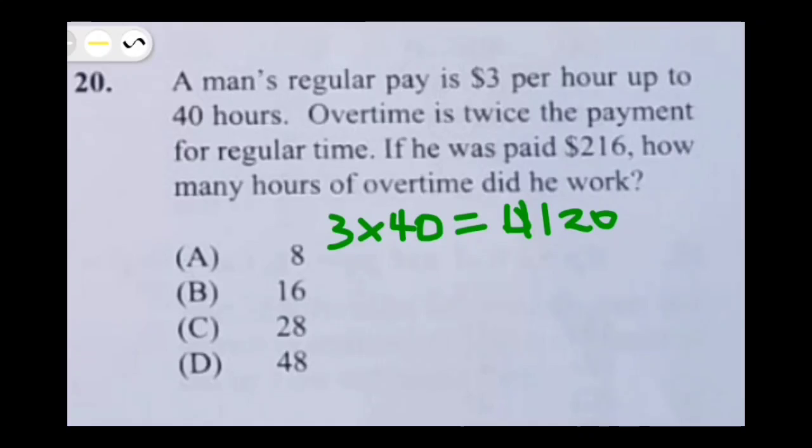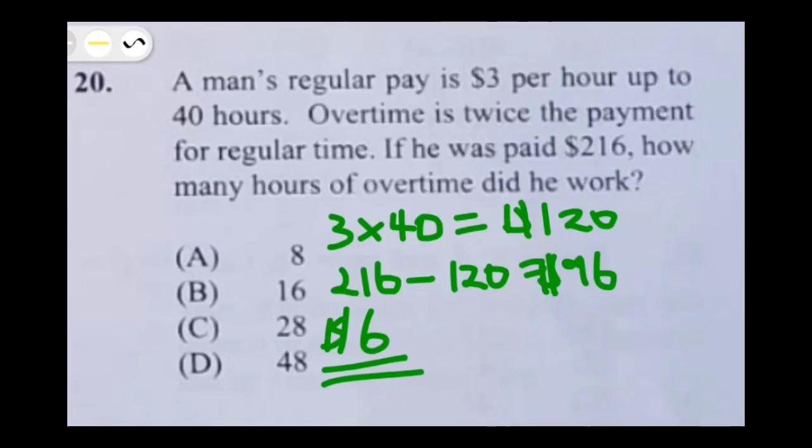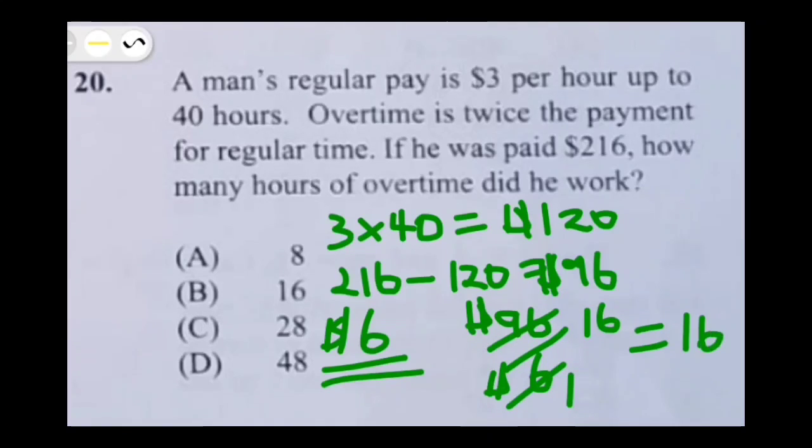So if we subtract that, we'll know how much in total he got paid for overtime, which is going to be $216 minus $120, and that gives us a value of 96. Now we know how many dollars he earned in overtime, which is $96, and we also need to know how much he got paid per hour for overtime. It's stated in the question that he got paid twice the payment for regular time. So if he got paid $3 per hour, then twice of that would be $6 per hour overtime. So if we were to divide 96 by $6, that would give us a total of 16 hours overtime, which is B.